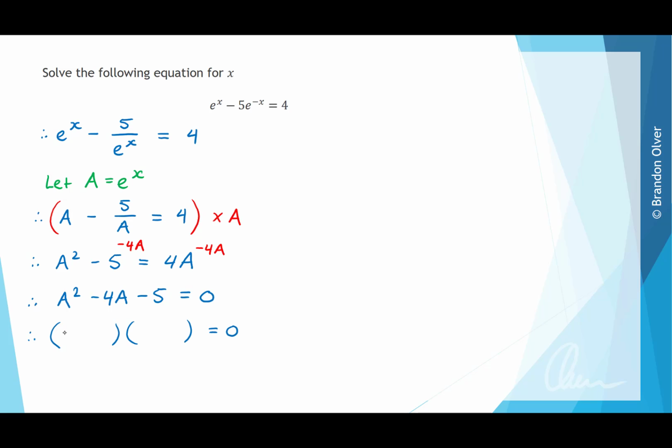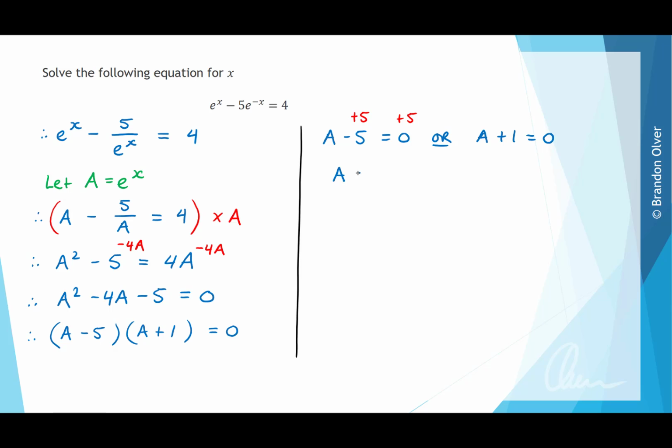And we can see that this is going to be a minus 5 and a plus 1 as the linear factors. So using the null factor law, we can say that a minus 5 could equal 0, or we could have a plus 1 equaling 0. Solving the first equation, we add 5 to both sides to get a by itself, and that gives a is equal to 5. And for our second part, we're going to subtract 1 from both sides, and this will give a equals negative 1.